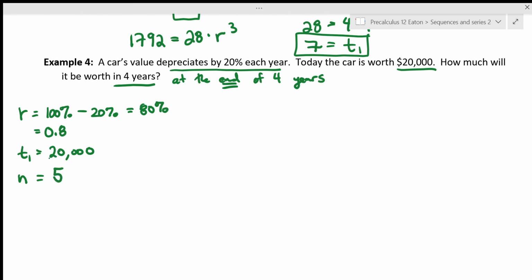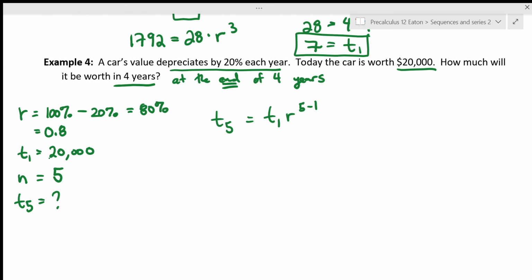And if you need to, you can kind of draw it out in your head. Think about starting at 0, 1 full year, that's 2, 3, 4. Okay. The other option, if you don't like that, is calculate the car's value after 1 year and make it T1. That's another possibility. Okay, so our T5 is what we're actually looking for. So I'm going to write my formula. T5 equals T1 times r to the n minus 1, which is 5 minus 1. So it's r to the power of 4.